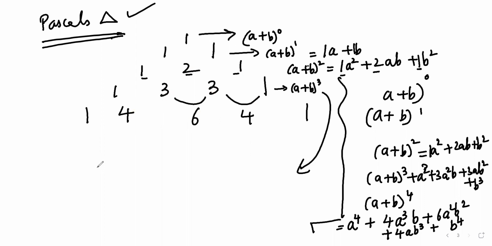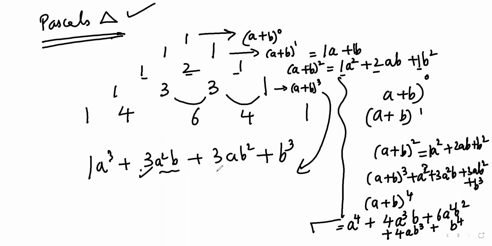Can you see? I'll just show you. That's a cube plus 3a square b plus 3ab square plus b cube, isn't it? You forget this, you just look at the coefficients: 1, 3, 3, 1, isn't it, in the expansion?